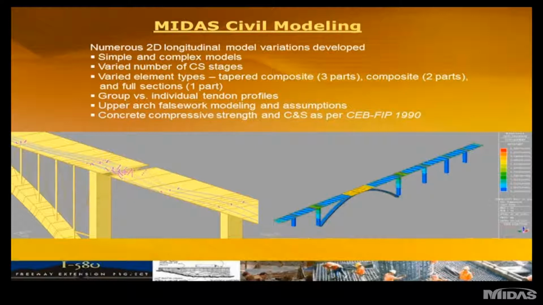The element pours were broken down into 2- and 3-part sections as the contractor had done the actual casting. Individual tendon profiles were modeled instead of group tendon profiles, as you can graphically see on the left-hand slide. The upper arch false work was modeled and the assumptions noted for that, and of course the concrete compressive strength, creep and shrinkages per the CEB 1990 code.